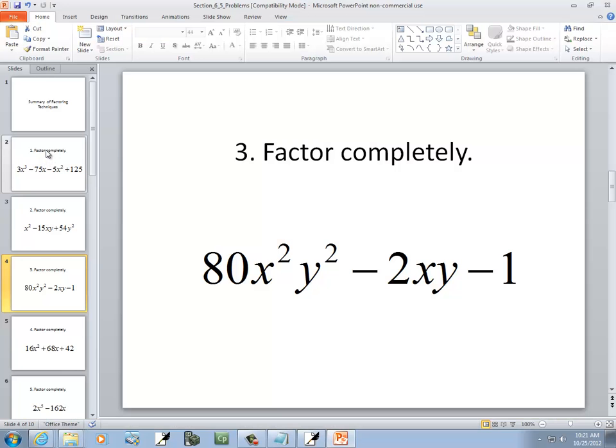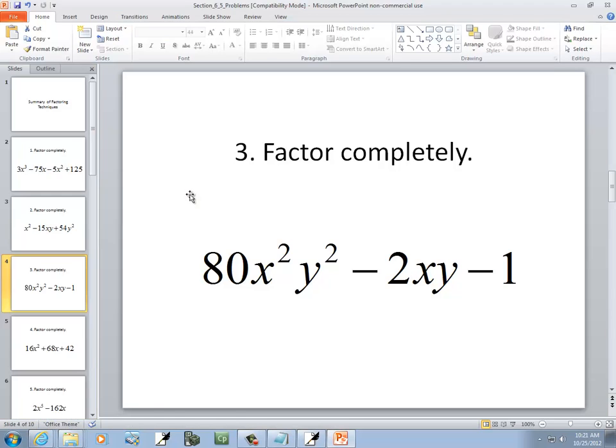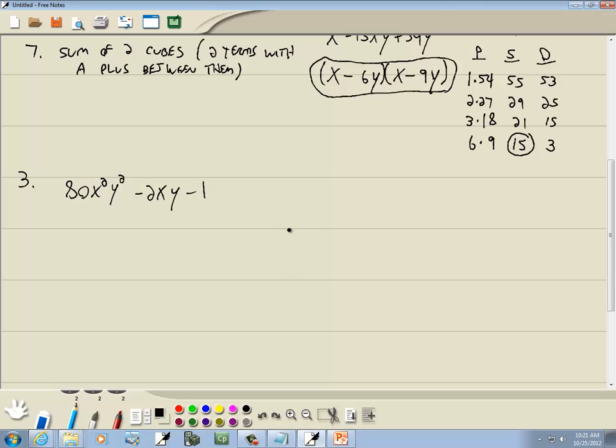Let's take a look at this one. We got 80x squared y squared minus 2xy minus 1. This is going to show the U-substitution. Now, first step.